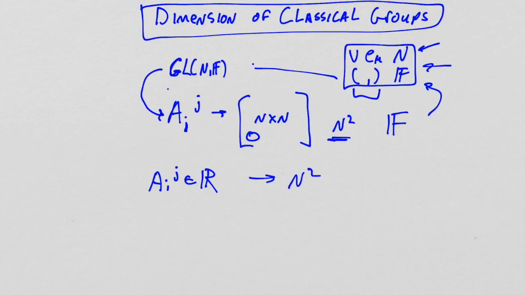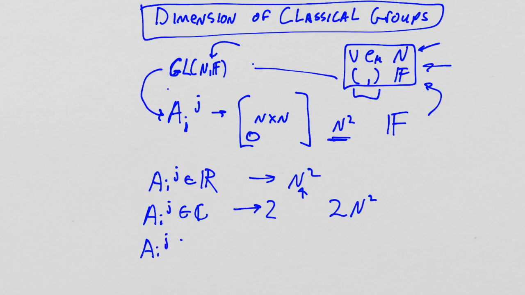But what if F is the complex numbers? What if A^i_j is from the complex numbers, meaning our choice of F is the complex numbers? Well, the complex numbers themselves have a dimensionality of 2, and if I can pick n squared of them, now I have 2n squared independent choices I can make for an invertible matrix that could represent a type of basis transformation of this vector space. So I have 2n squared. And if I'm dealing with the quaternions, if A^i_j is an element of the quaternions, that's 4, and now I have 4n squared, right?